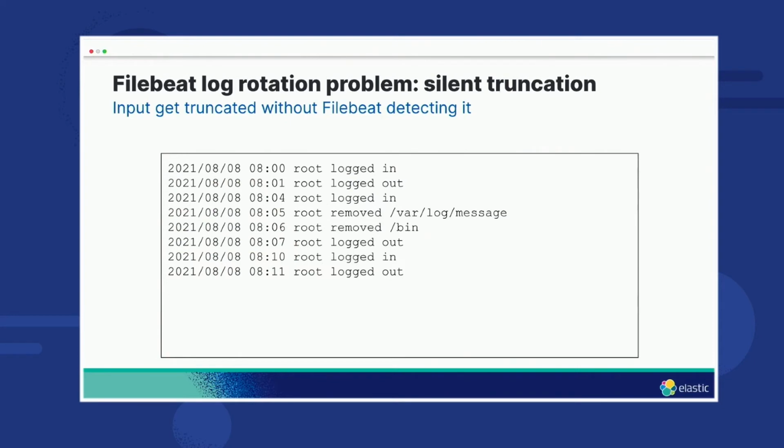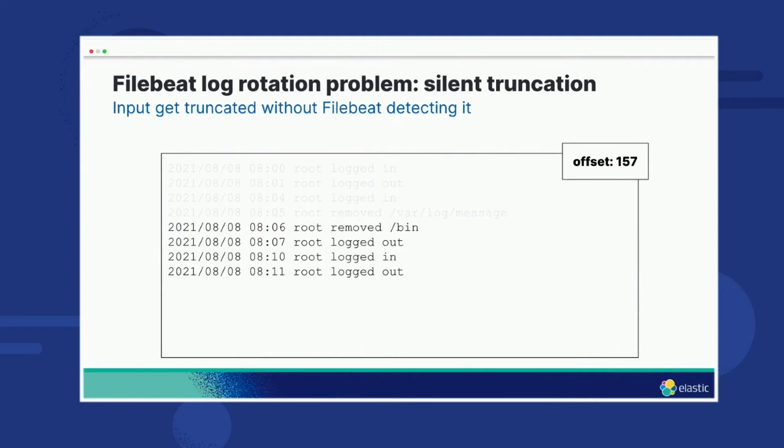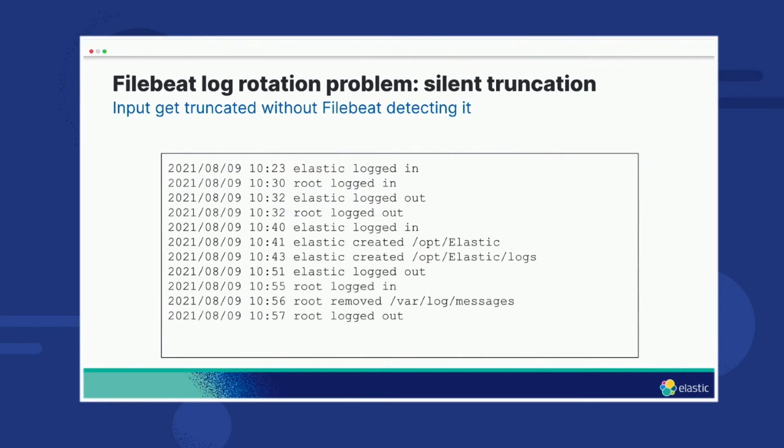The second issue I mentioned is silent truncation. Let's assume we have the log file with the contents on the slide and Filebeat starts to read it. With gray, I marked the lines that were shipped to the output. You can see the offset in the registry in the top right corner. Now the file gets truncated by the log rotator because it is configured to use the copy truncate strategy, and before Filebeat could detect it, the file gets updated with new lines with more contents than it has previously forwarded to the output.